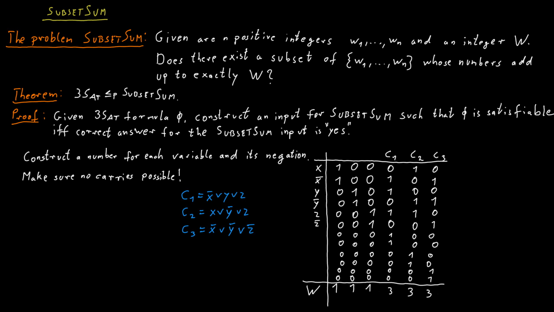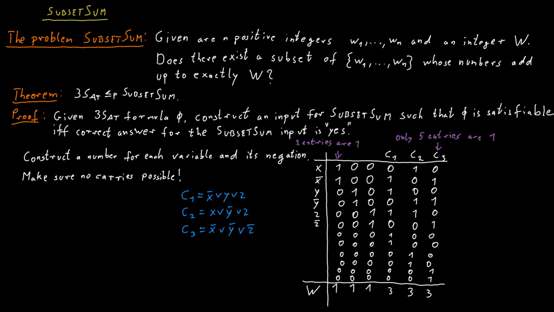I said at some point that it's important that we don't have carryovers when we sum up some numbers here, and it's easy to convince yourself that this is really true. So for the columns that belong to variables, we always only have 2 numbers that have a 1 and everything else has a 0. So even if we sum up everything, we would get at most 2 and not have a carryover. And for the clause columns, we only have at most 1, 2, 3, 4, 5 entries that are 1, and everything else has to be 0.